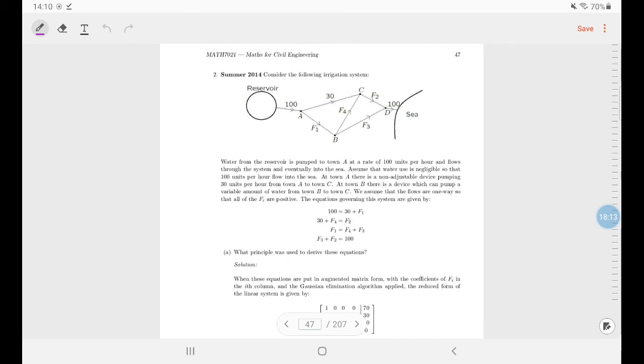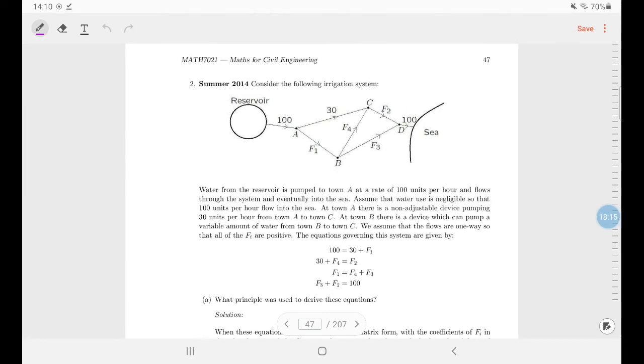So consider the following irrigation system. Water from the reservoir is pumped to town A at a rate of 100 units per hour and flows through the system eventually into the sea. Assume that water use is negligible. So here nothing is actually being used. So it's like a traffic flow.